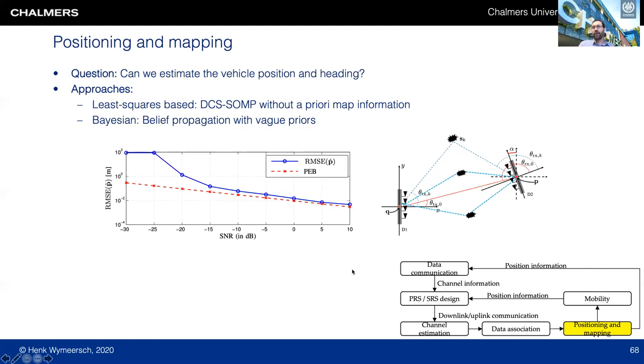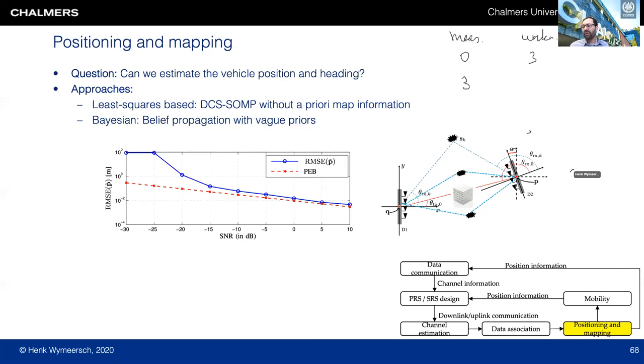Okay, now what happens when we remove the line of sight? So now we only have non-line of sight. In this case, let's look again at the measurements and the unknowns. If we have only line of sight, if there's no scatter points, we have no measurements, and we have three unknowns. If we have one scatter point, we have three measurements and five unknowns, so we cannot solve it.